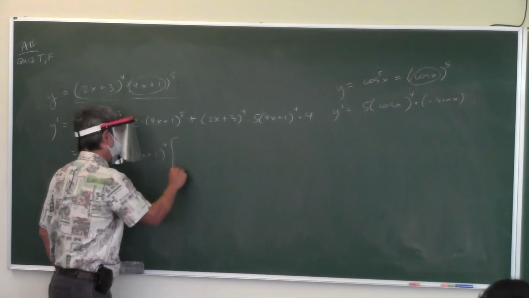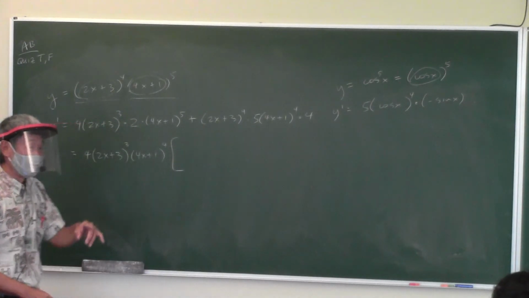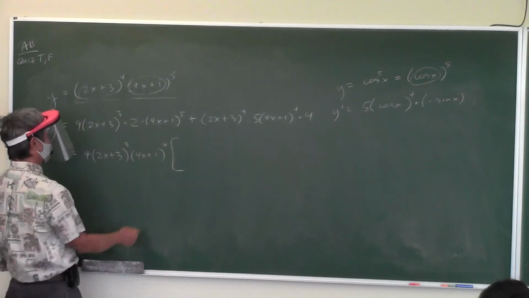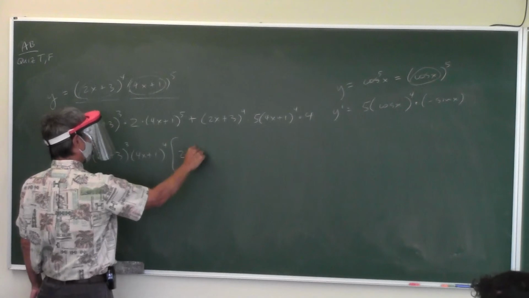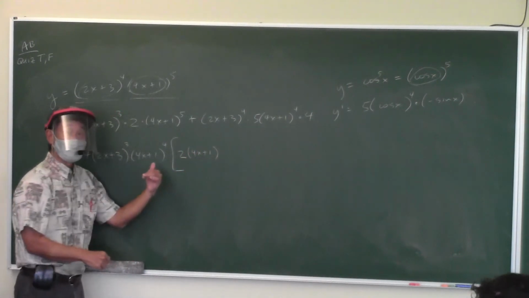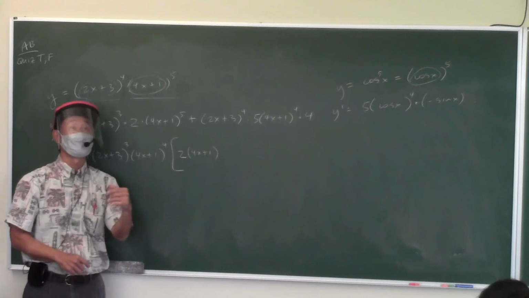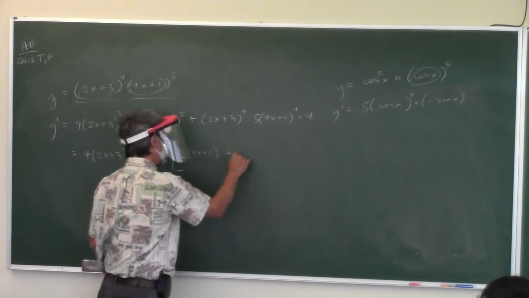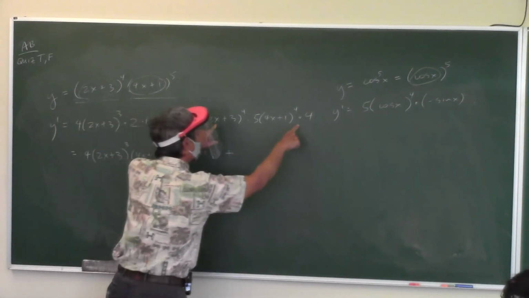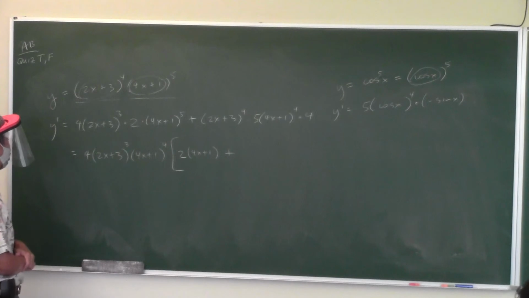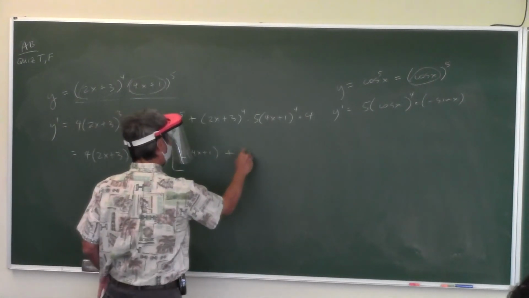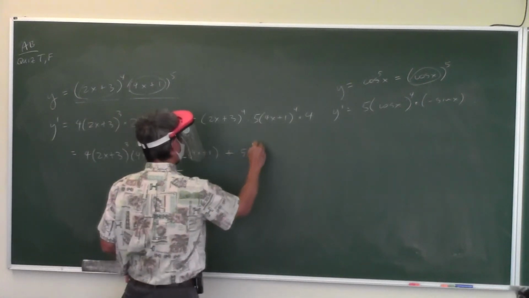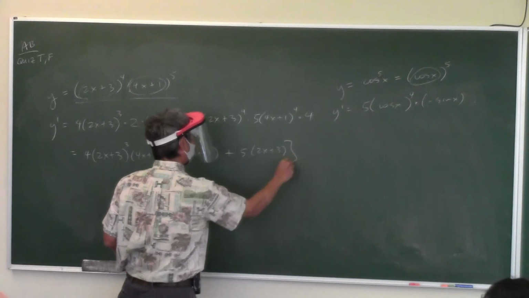Okay, now, what's left? This is the hard part. If I factor out this from that, what's left? 2, 4x plus 1. Hey, you guys are lucky these are whole number exponents. Just wait till we get to the fractional ones. I don't know if we're going to get there by today. Plus, if I factor this out from here, what's left? 5, right? 5 times 2x plus 3 to the first.